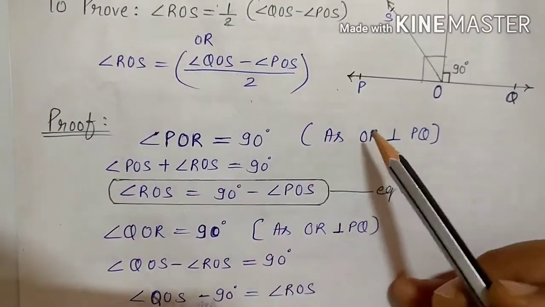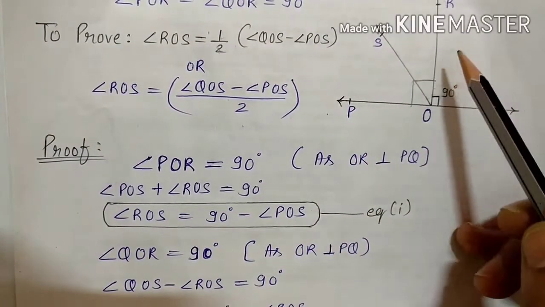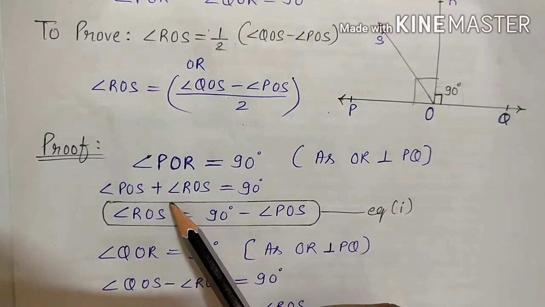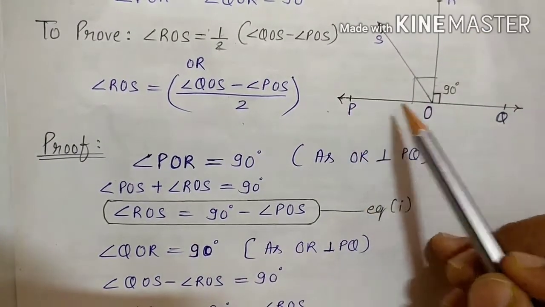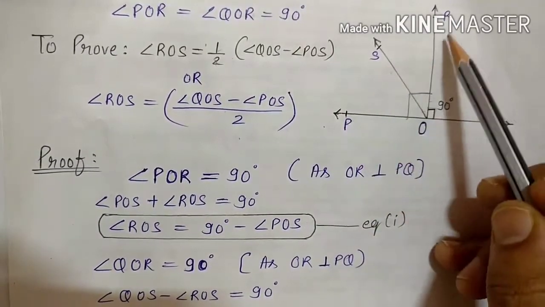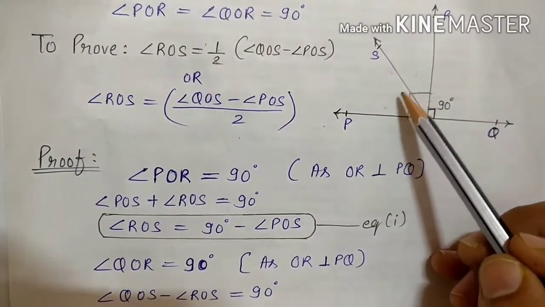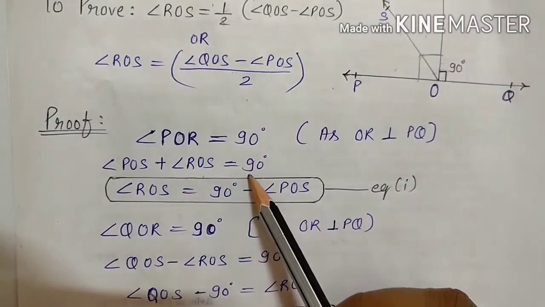So angle POR is given 90 degrees, because OR is perpendicular. So angle POS plus ROS equals 90 degrees. Why angle POS plus ROS? Because angle POR is made up of two angles, angle POS plus angle ROS. When we add these two angles, it becomes POR only. So angle POS plus ROS equals 90 degrees.